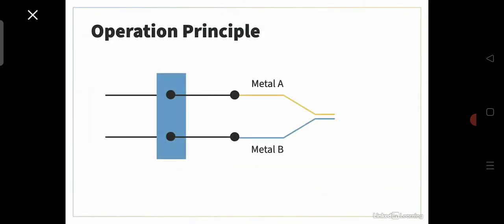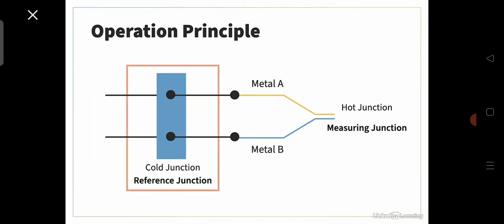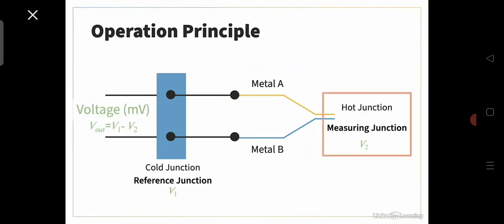Thermocouples have a hot junction and a cold junction. The hot junction, or measuring junction, is the side where the temperature measurement is desired. The cold junction, or reference junction, is kept at a constant temperature to provide a reference point. The produced voltage in millivolts is proportional to the difference in temperature between the two junctions.